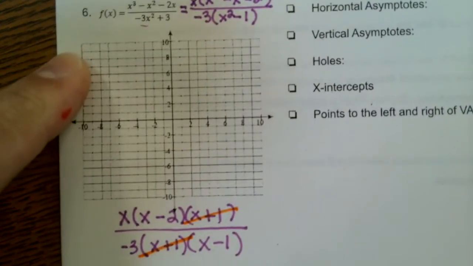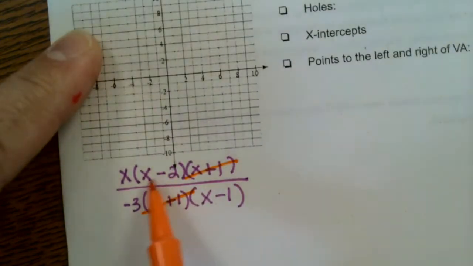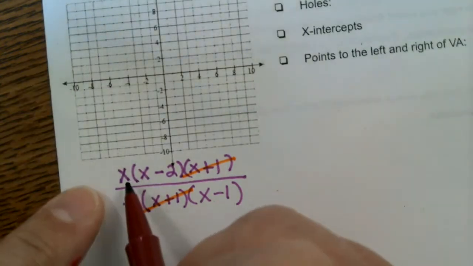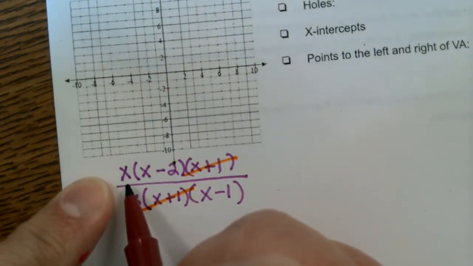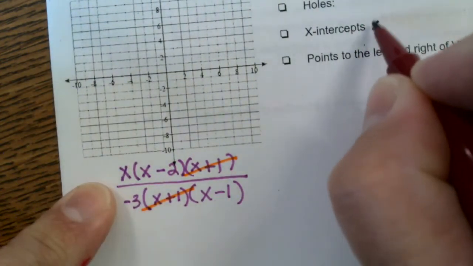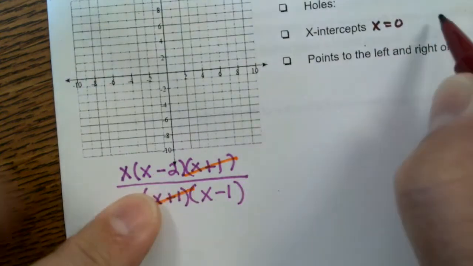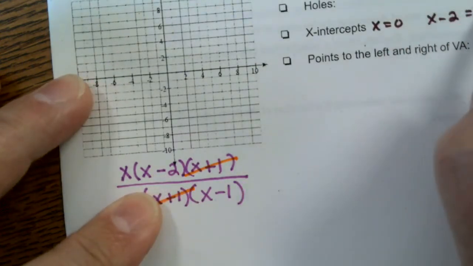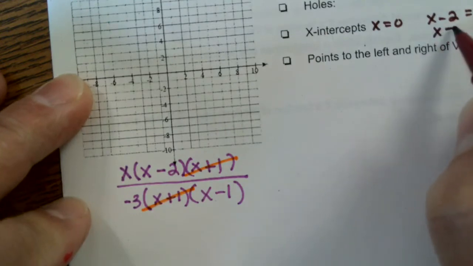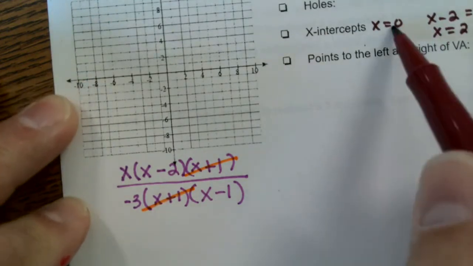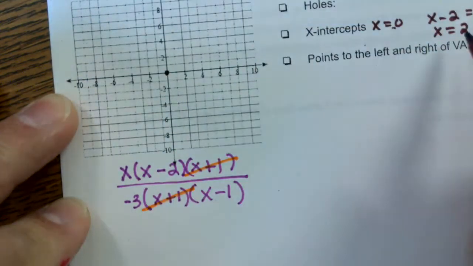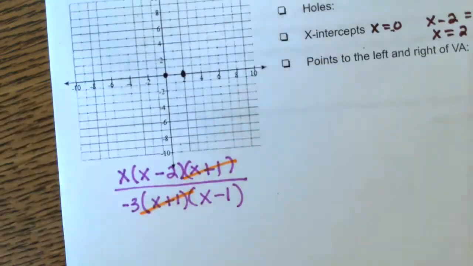Okay, so the x-intercepts are easy to find. We take our factored numerator and set equal to 0. So I have x equals 0, and I have x minus 2 equals 0, which is x equals 2. So x-intercepts I have at 0 and at 2.